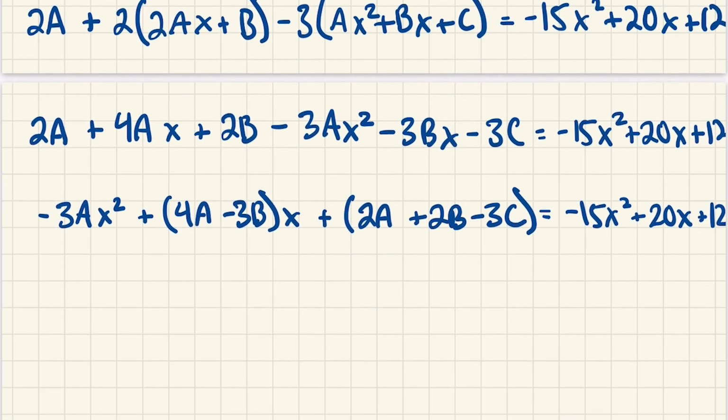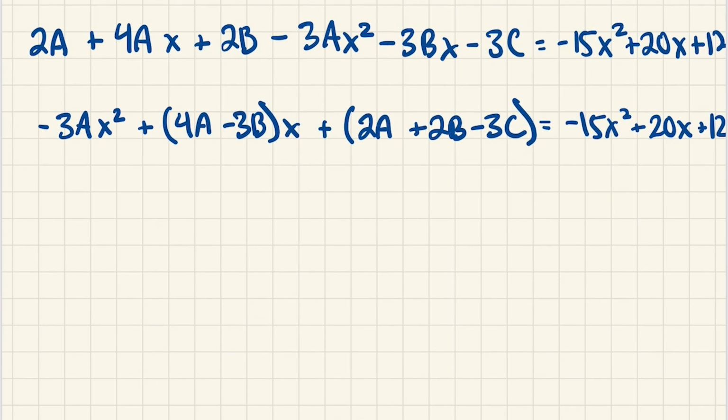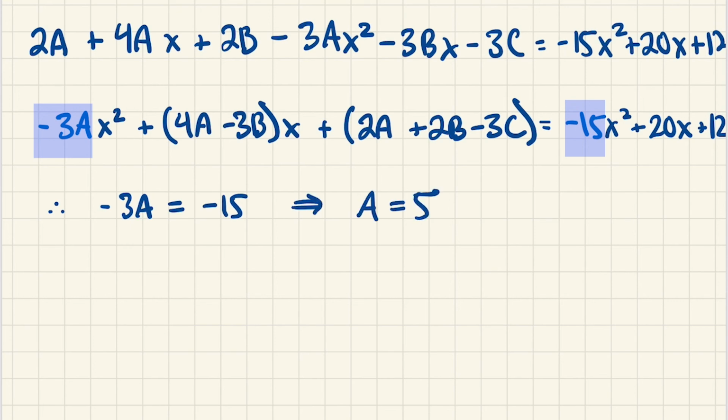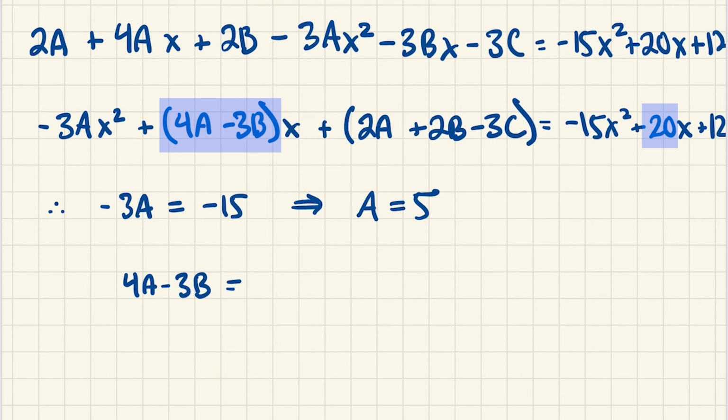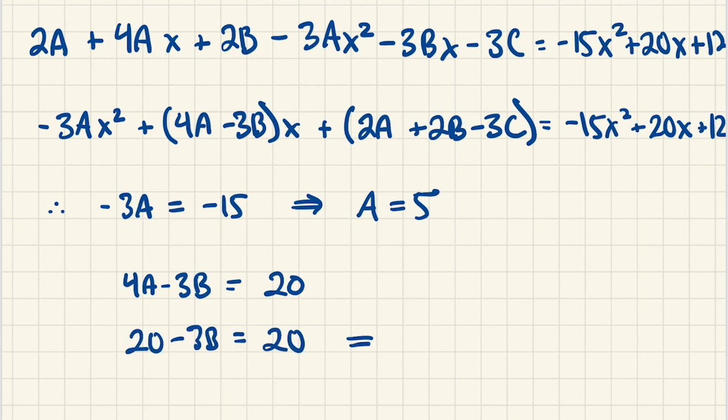Okay, so equating the coefficients, we can see that negative 3a is equal to negative 15, and this tells us that a is equal to 5. We can see that 4a minus 3b, the coefficient of x on the left, is equal to 20. But we know a is 5, so this is 20 minus 3b is equal to 20. Well, that tells us that b is equal to 0. That's very nice.